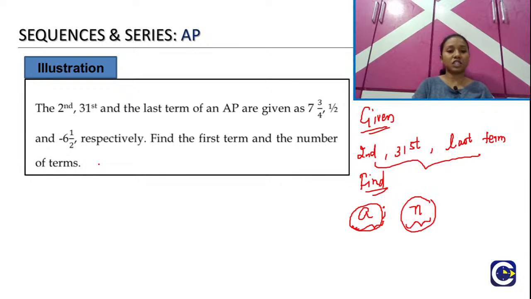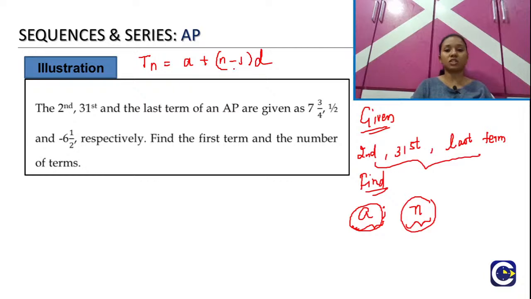So if you have any doubts while solving this part, you can just let me know in the comment section. So first let me write the nth term here. So Tn will be equal to A plus (n minus 1) D. So this is our general term or nth term, or we can say it's a last term.